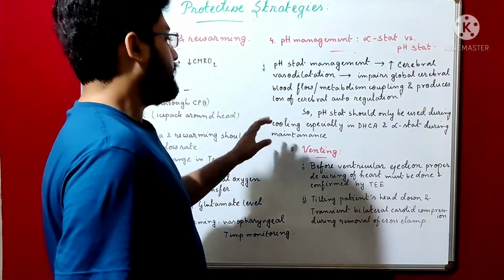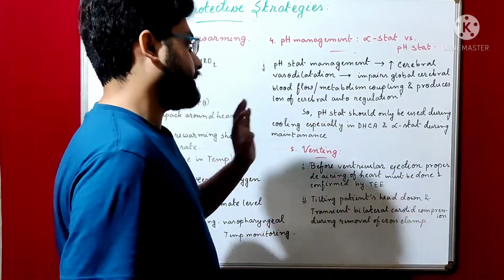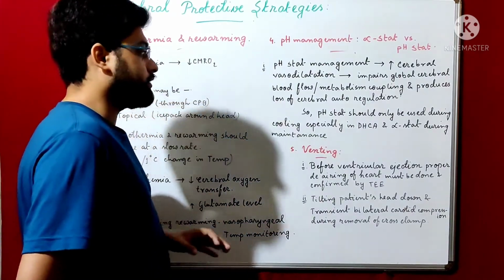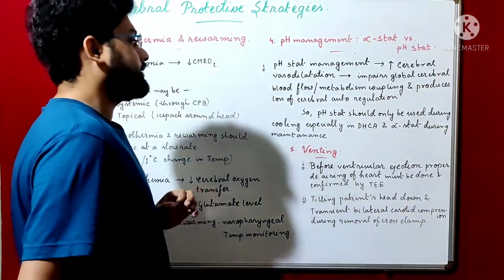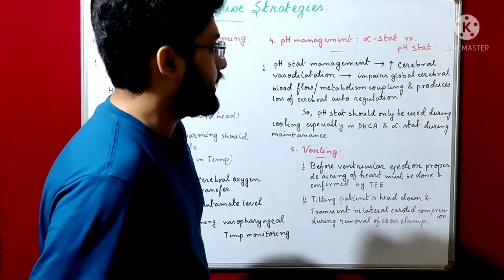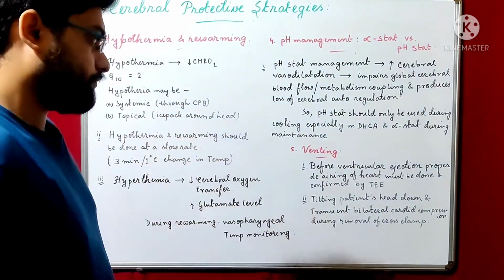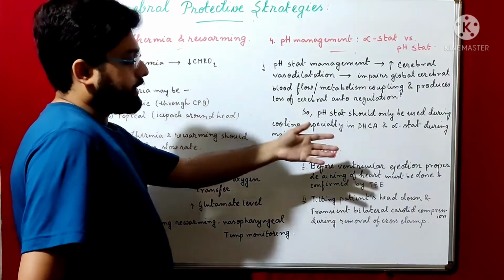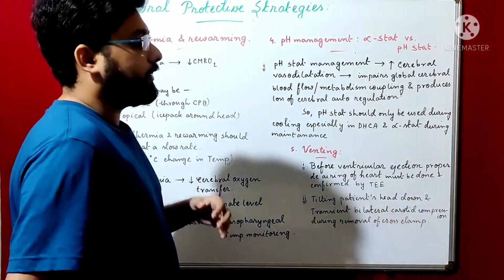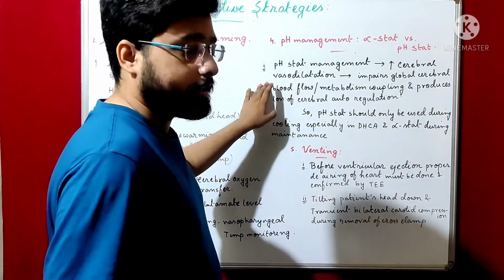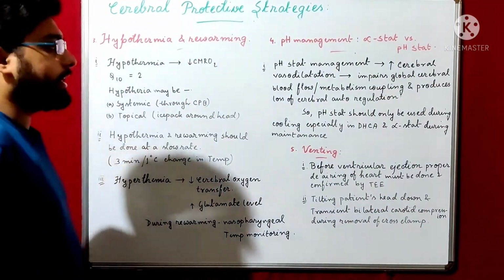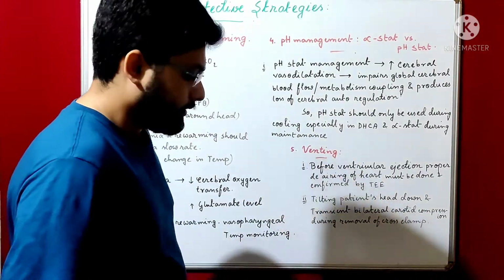Then during the cooling phase we will use the alpha stat strategy. Only during deep hypothermic circulatory arrest or total circulatory arrest, during the cooling phase we will use the pH stat strategy, and during maintenance and rewarming we will use the alpha stat strategy, that is, not corrected to temperature. And in that case, if alpha stat strategy is followed, then we don't have to give exogenous carbon dioxide. There will be no cerebral vasodilatation, and cerebral autoregulation will be maintained if alpha stat strategy is maintained.